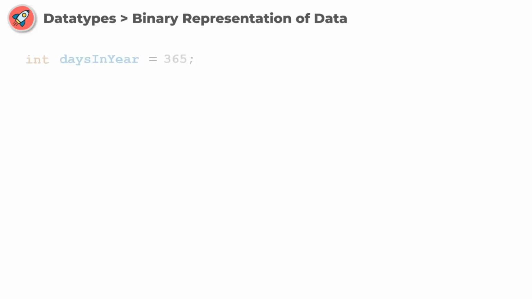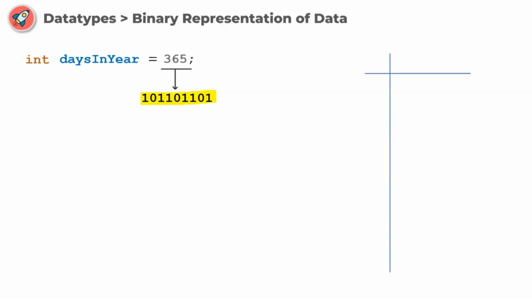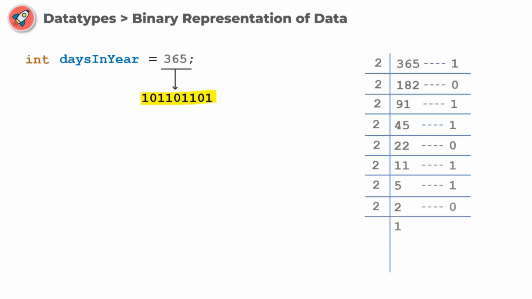When we say int daysInYear equal to 365, how is the number 365 stored in RAM? This number is stored in the binary form as 101101101, occupying 9 bits. But how do we arrive to this binary representation? It's simple. By dividing the number 365 repeatedly by 2, and at each division step, the remainder becomes one binary digit. Then we simply arrange from top to bottom.